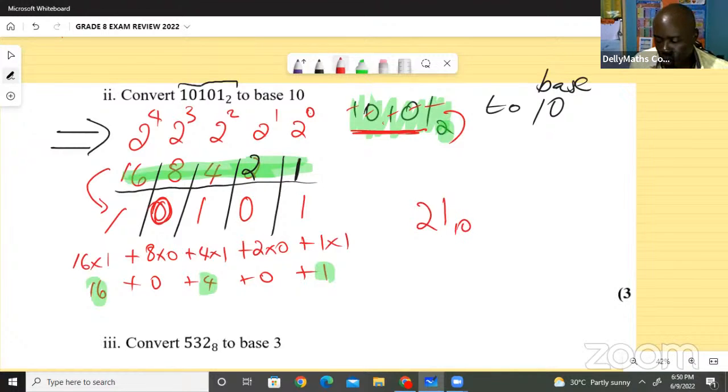So somebody just wrote on the 21. Very good. 21 in base 10. All right, 21 in base 10 there.